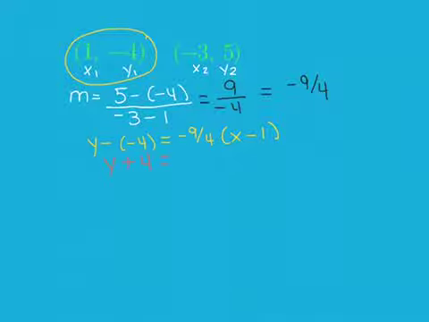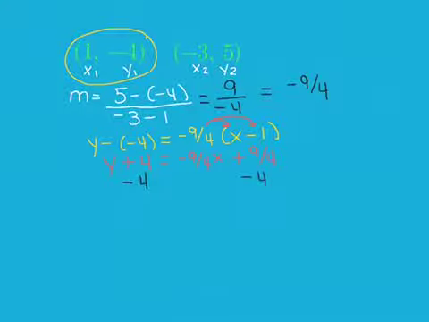And at the same time, we can just distribute that fraction so we can clear the parentheses. So negative 9/4 x. Now we have a negative times a negative, so this is going to become positive 9/4. Now our last step is just to subtract 4 from both sides.